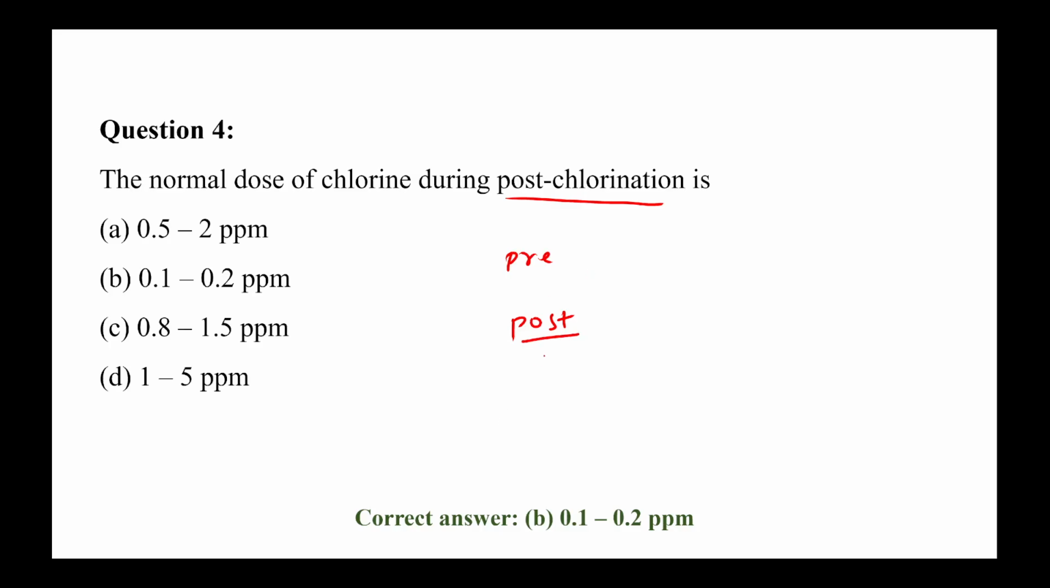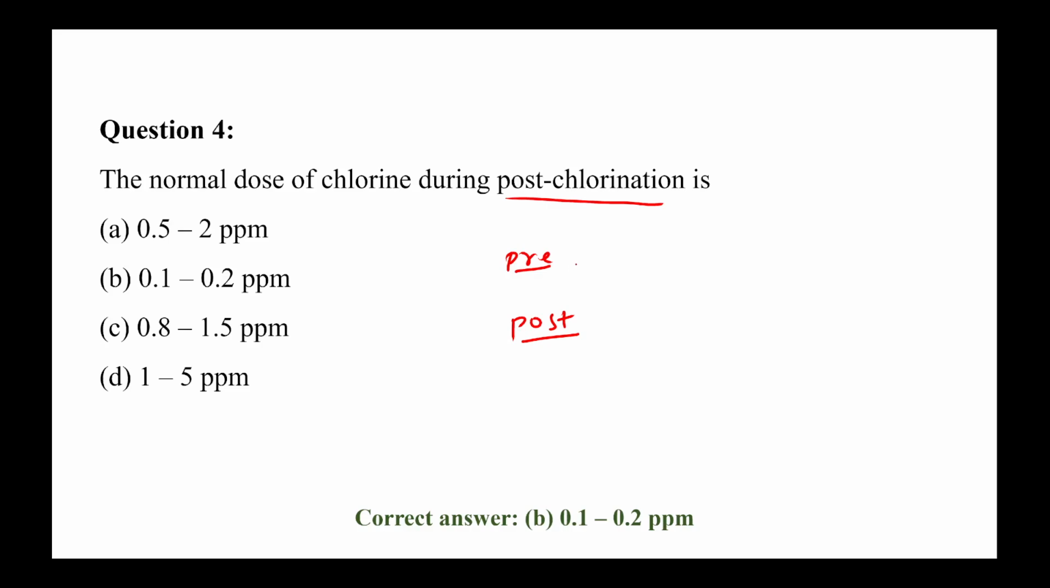If we are doing filtration first and then chlorination at the end of the water treatment, it is called post chlorination. But if we are doing chlorination first and then we are doing the rest of the water treatment steps like filtration and other steps, then in that case it is called pre-chlorination. So pre and post chlorination basically means whether we are doing the chlorination before other steps of the water treatment process or after all the steps of the water treatment process.